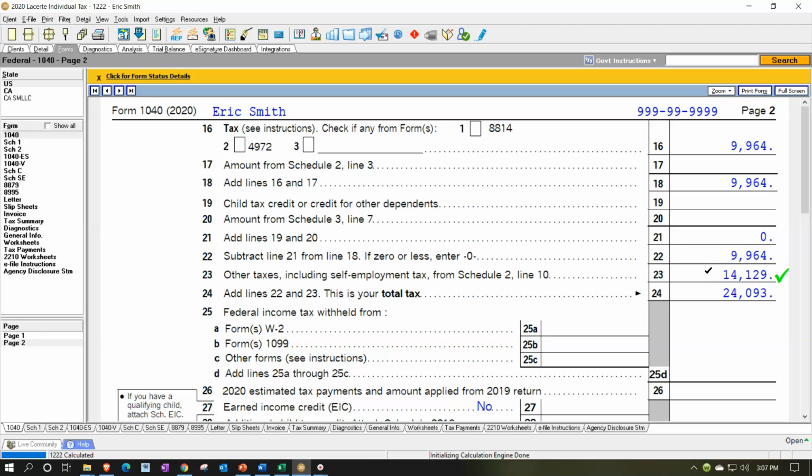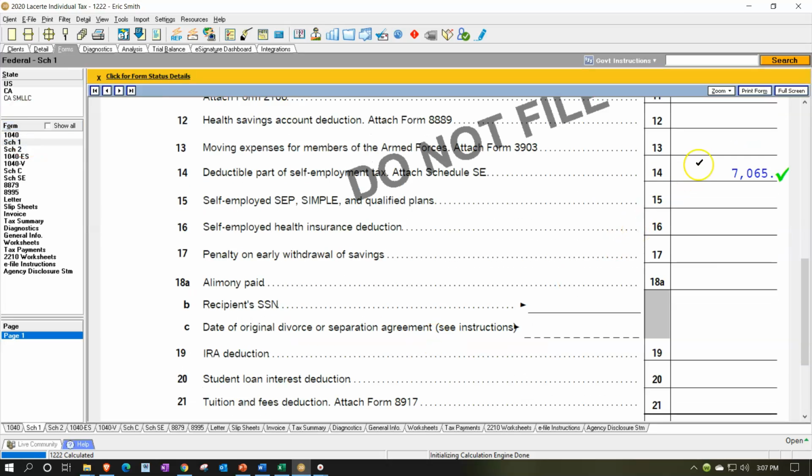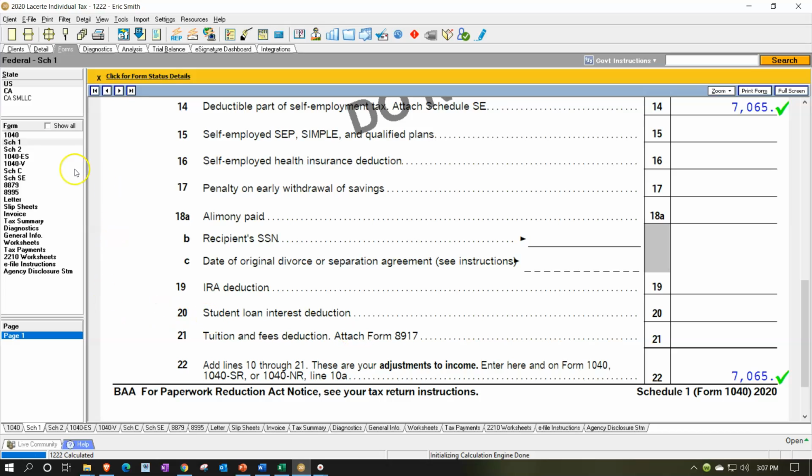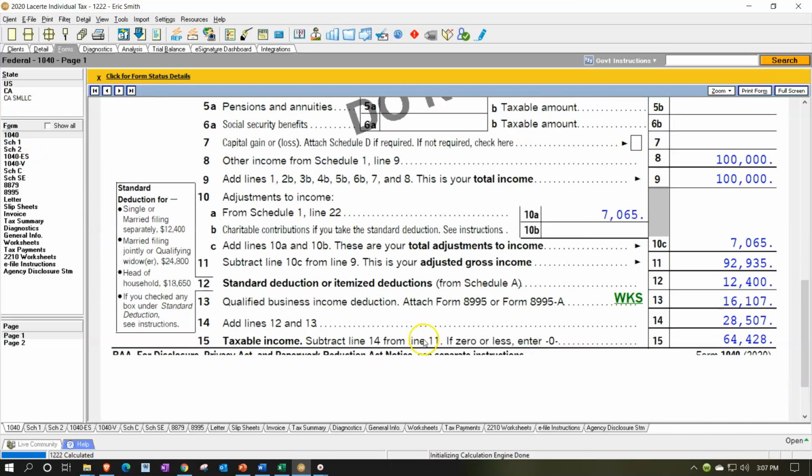Now, note that we also get to deduct half of this, as we've seen in an overview in a prior presentation on Schedule 1, above the line deduction. That then flows into the first page of the 1040 right here. Okay, so that's where our focus is right now, on the self-employment tax.